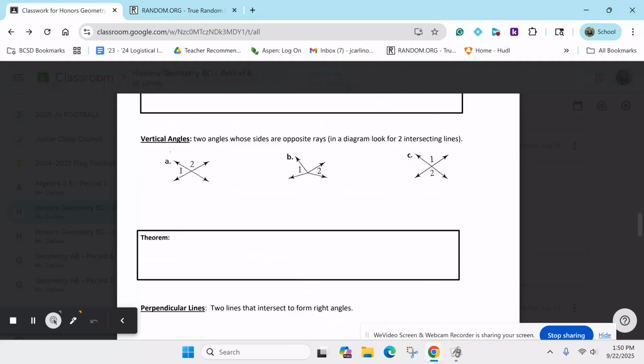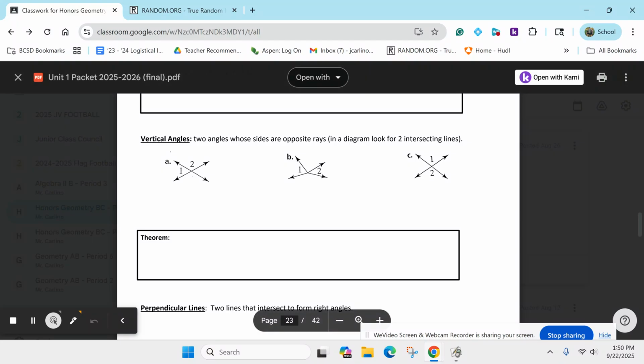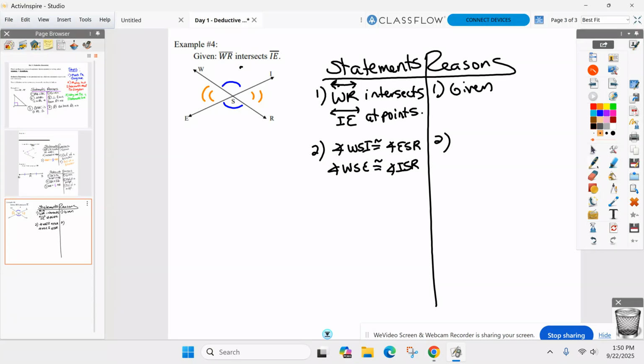Underneath it, I had you write a theorem, a fact about them. If they're vertical, what do you know about them? They have to be congruent, equal. That's what I want in the reasons. I don't want the definition of vertical. I want the theorem we wrote down, which is vertical angles are congruent. Do not use the definition of vertical angles. The definition doesn't say they're congruent. The theorem does.